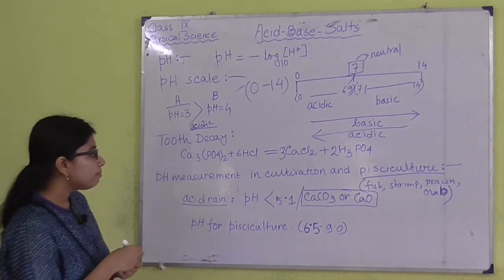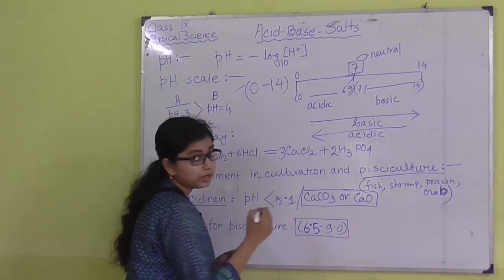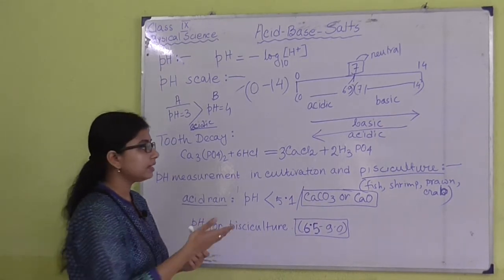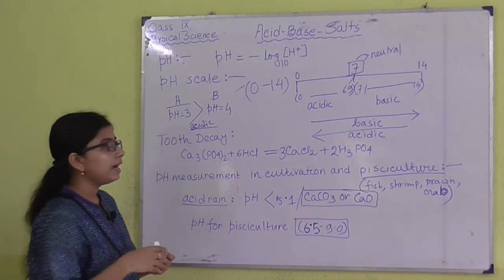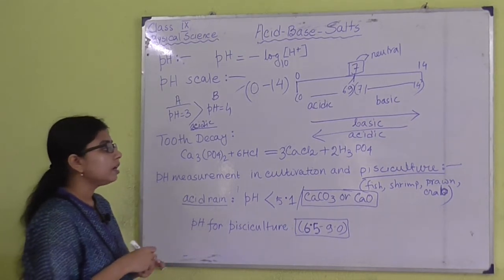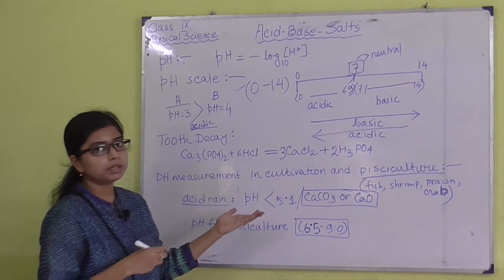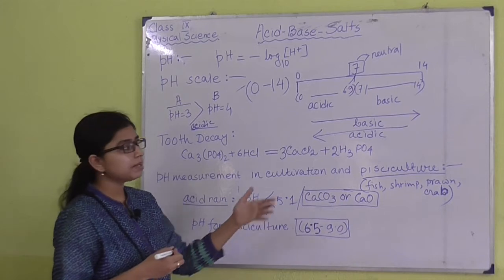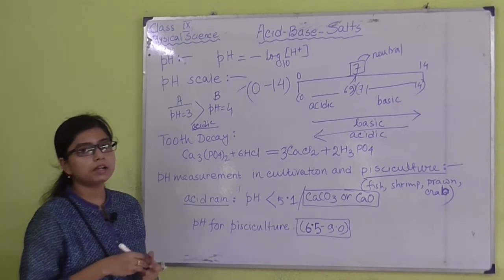Okay. So, for pisciculture purpose, we need the pH range from 6.5 to 9.0, and to maintain this pH value we can add what I have told, that is we can add calcium carbonate or calcium oxide in water, and in case of soil we can add slaked lime, okay, or calcium oxide, any one, and thus we can prepare our land or water for cultivation purpose or for fish culture. Okay. So, in this way pH is related in our life.